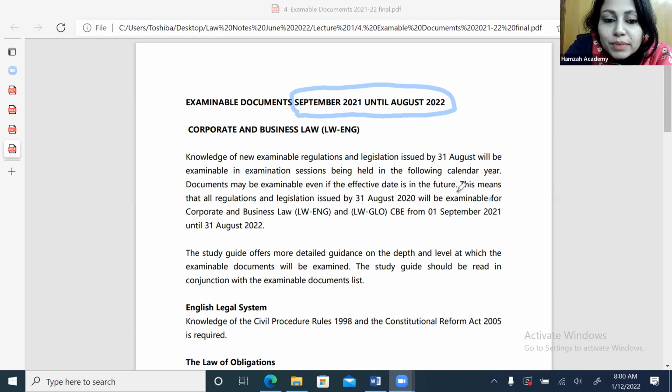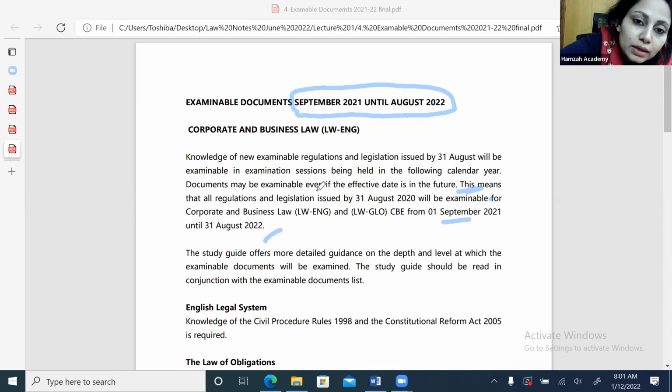This means that all regulation and legislation issued by 30th August will be examinable for Corporate and Business Law, Global variant, from 1st September 2020 until 31st August. Basically, here the ACCA team is guiding us about the content of the syllabus, which changes year by year. So the syllabus content which I have shared with you in the chat box is the examinable document till August 2022.